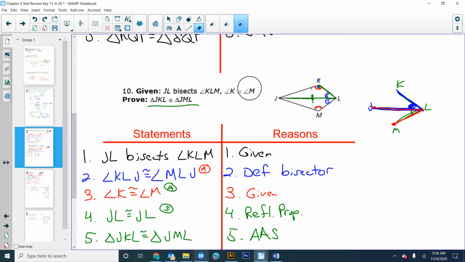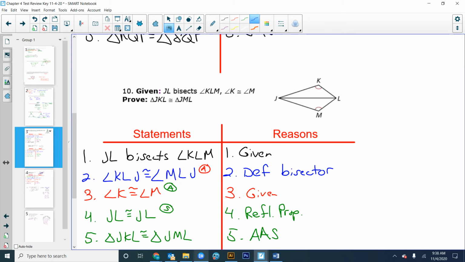Another bisector. This time JL bisects another angle, KLM. If you cut that angle in half, that angle just got cut in half. You see the two congruent angles as a result.